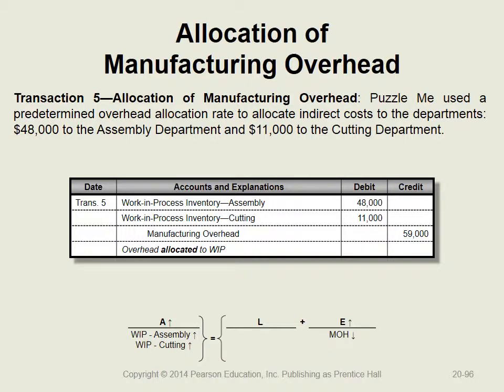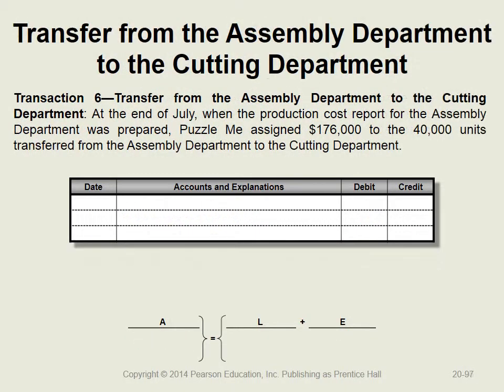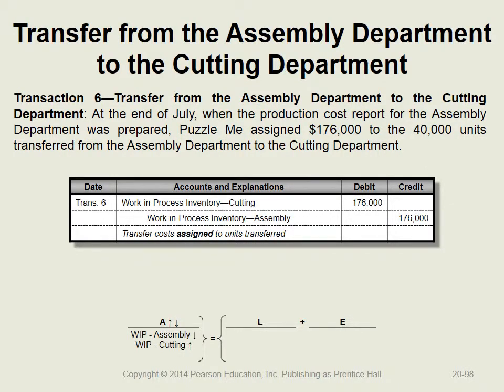To allocate the manufacturing overhead, Puzzle Me will debit the work in process inventory accounts for each department and credit manufacturing overhead. At the end of the month, when the production cost report for the assembly department was prepared, the cost of the units transferred from the assembly department to the cutting department is recorded. The cutting department's work in process inventory account is increased, and the assembly department's work in process inventory account is decreased.